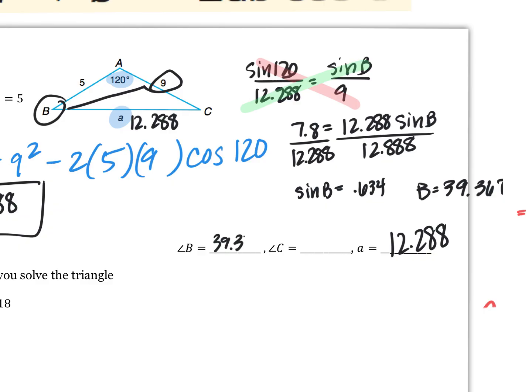Angle C. Do we need to do law of sines or cosines if I've got 2 of my 3 angles already? You could. Do you like doing extra work? No. You're not alone in that. If I've got 2 of my 3 angles, how can I find my third without doing law of sines or cosines? How many degrees are in a triangle? 180. Can we just subtract them? 180 minus 39.367 minus my 120. And did we get 20.633?